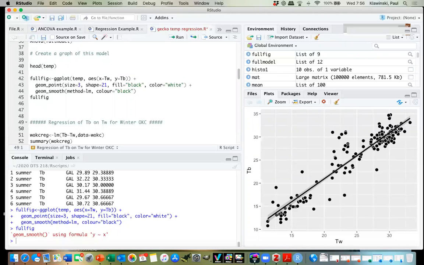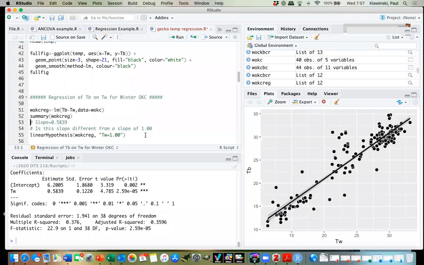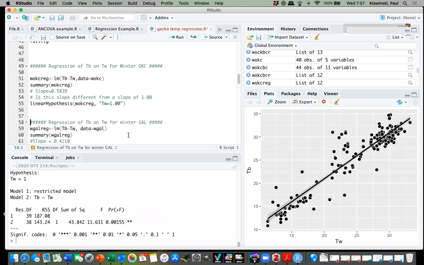So that's not necessarily what you want to know, because there are plenty of individuals in here that are not thermoconforming. And so what you really want to do is regressions on each population season combination separately. So we can get the summary of the regression for body temperature versus wall temperature for winter Oklahoma City, and you see that the slope is relatively low. But what you want to do is use the linear hypothesis code to test against a slope of 1. And when you do that, you find that it is significantly different from a slope of 1.